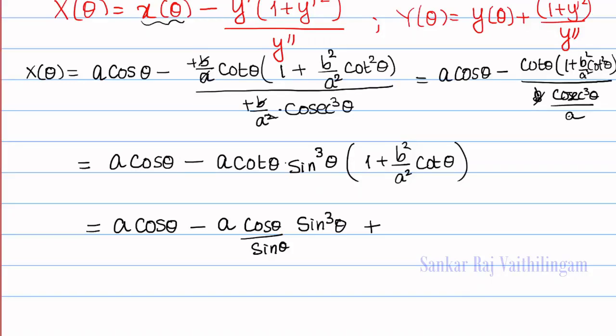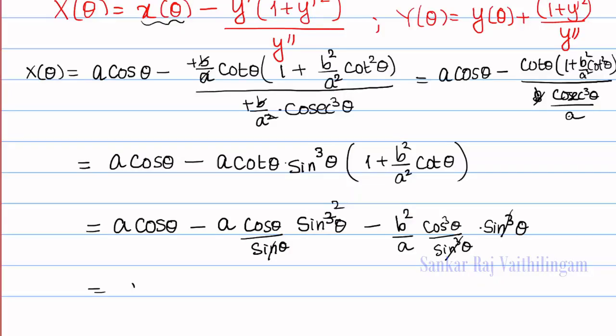Plus, I multiply this with it. So what do we get? Minus a. Now can we cancel the a? I'll have b square by a cot square theta into sine cube theta. Now cot square theta is cos square theta by sine square theta, so sine cube theta cancels and one sine theta remains.